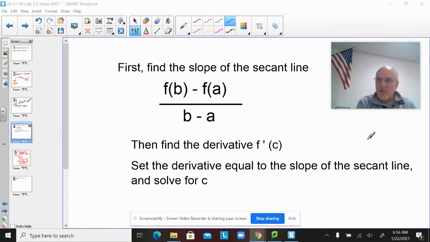We're going to set that derivative equal to the slope of the secant line. So it's saying if we know what the slope has to be, let's figure out at what x value that occurs. And there could be one, there could be two, there could be more. So your assignment has several where it asks you to, and I have it on the next screen here.